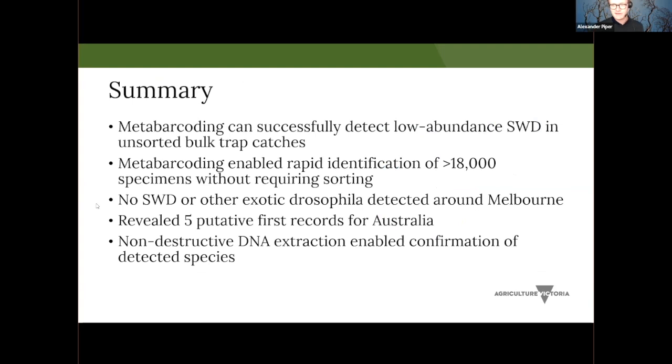So just to summarize, I found that metabarcoding can successfully detect low abundance spotted-winged Drosophila in unsorted bulk trap catches, and it enabled the rapid identification of more than 18,000 specimens without requiring that laborious taxonomic sorting process. We didn't detect any spotted-winged Drosophila or other exotic Drosophila around Melbourne, thankfully, but we did reveal 5 putative first records for Australia, which non-destructive extraction enabled us to confirm.